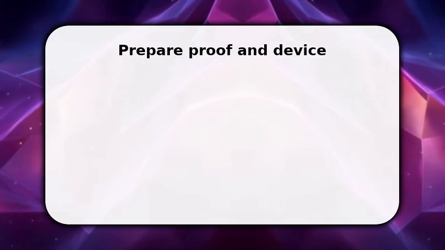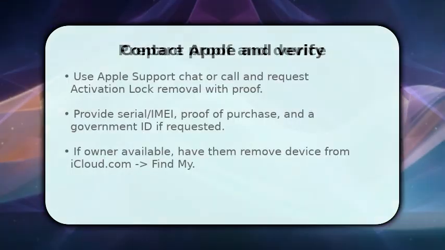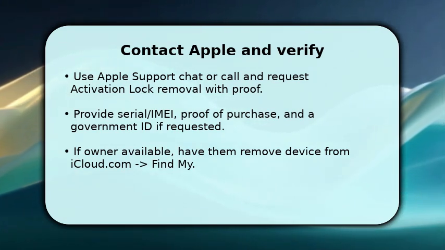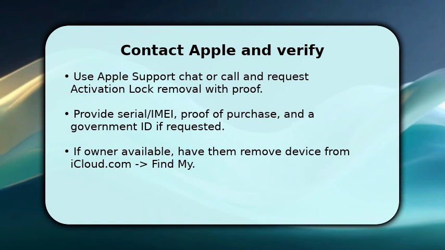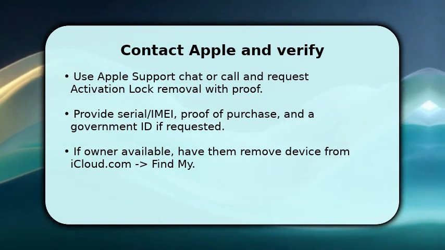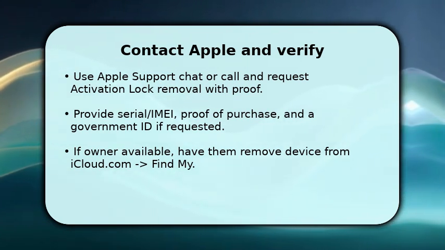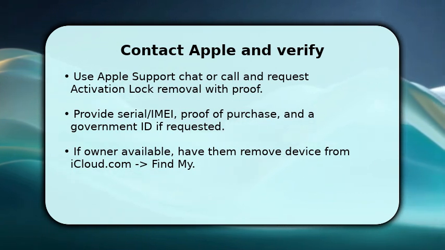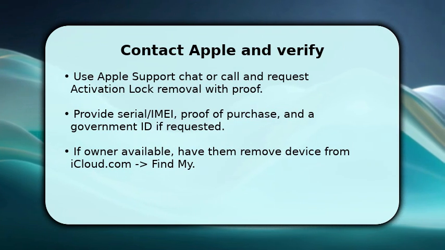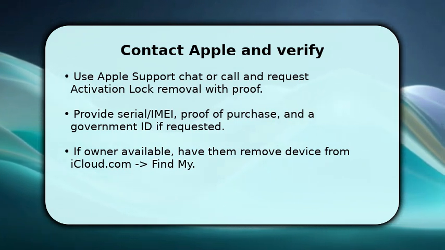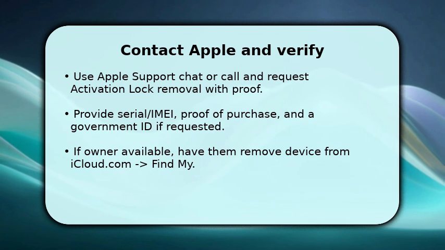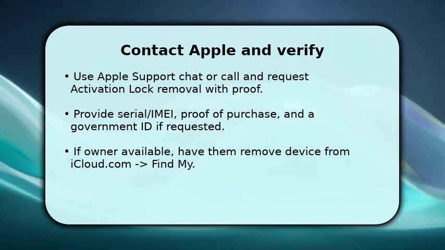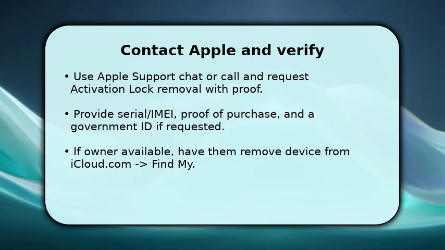You next contact Apple support and request activation assistance. Explain you possess lawful ownership and want activation lock removed. Be ready to upload or read purchase details, the device serial/MA, and a photo ID if they ask. If the prior owner is reachable, have them sign in at iCloud. Choose Find My, select the device, and remove it. This is the fastest route. Once Apple verifies documents, they will guide you through the official removal process rather than any risky bypass.